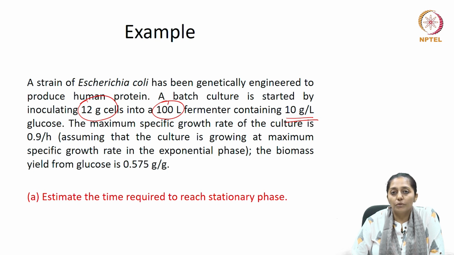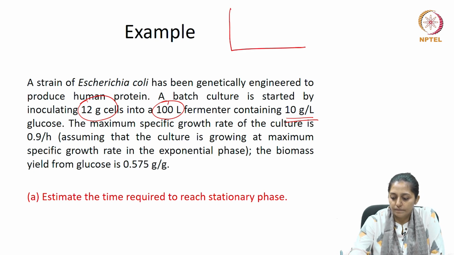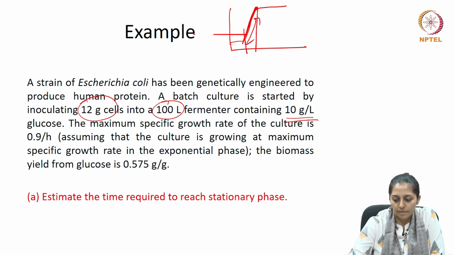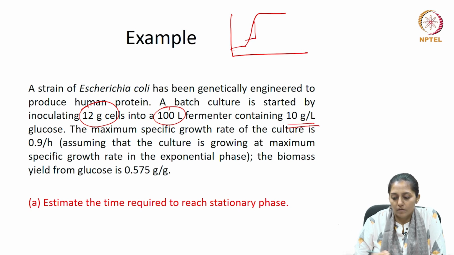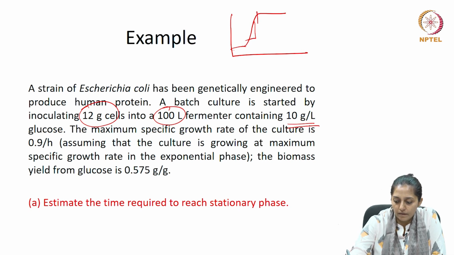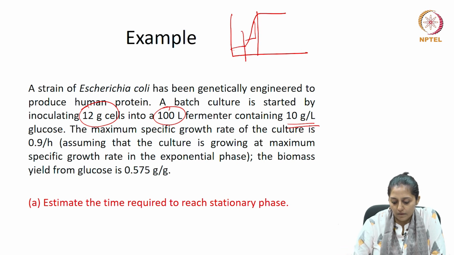If you remember the batch growth curve, the exponential phase starts and it reaches the stationary phase once the substrate is depleted. This is our exponential phase, and the culture is growing at its mu max. So, we can assume it is a constant slope. So, this is our mu max, and now we need to calculate the time required to reach the stationary phase.